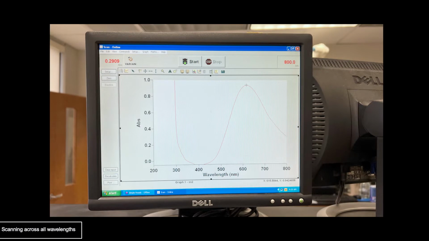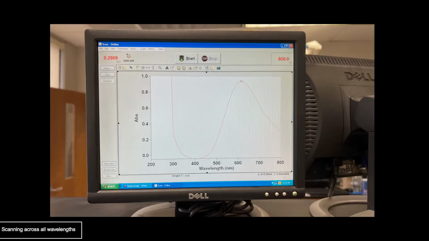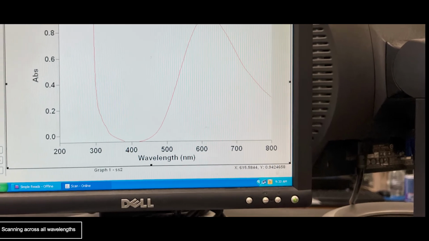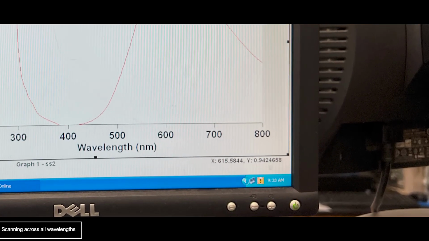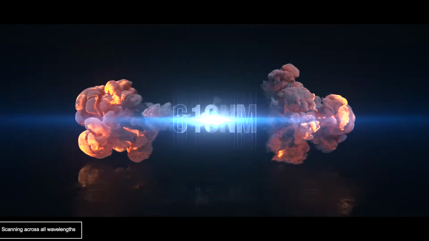Then they press the start button and watch as the graph of absorbance versus wavelength is created. It scans across all wavelengths and creates a graph with absorbance on the y-axis and wavelength on the x-axis. From this graph, lambda max is recorded as 616 nm. The stock solution cuvette is removed and the lid is closed.